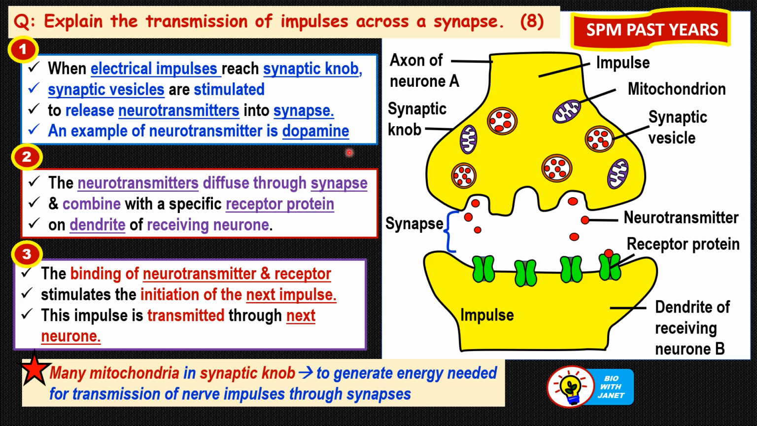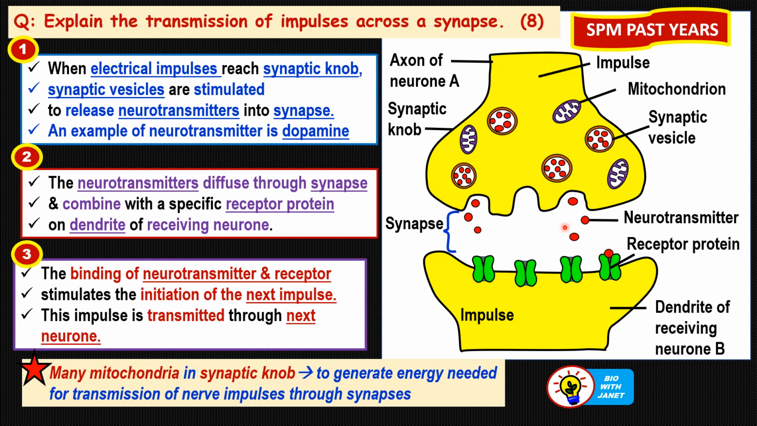So number one, when electrical impulses reach the synaptic knob, synaptic vesicles, such as these with the red particles inside, are stimulated. So the synaptic vesicle will move to the membrane of the synaptic knob, and it will release the neurotransmitters into the synapse, as shown here. An example of a neurotransmitter is dopamine. So give an example.